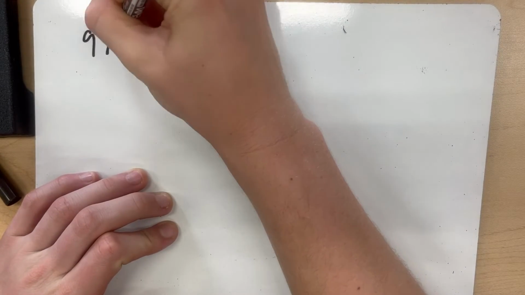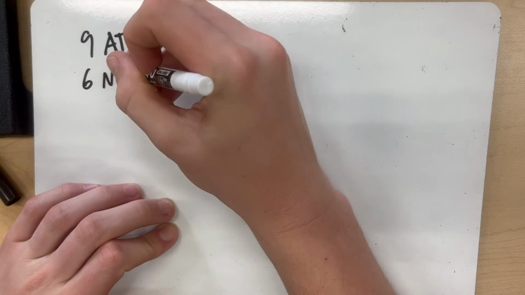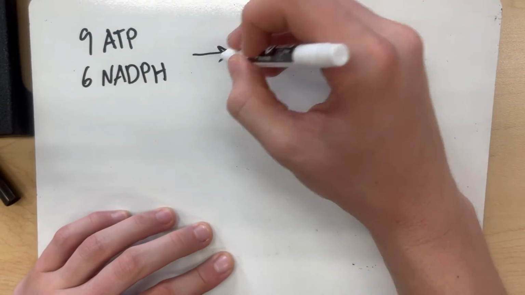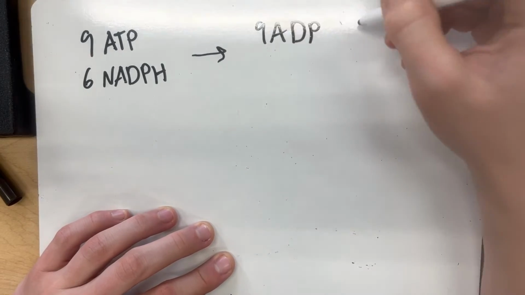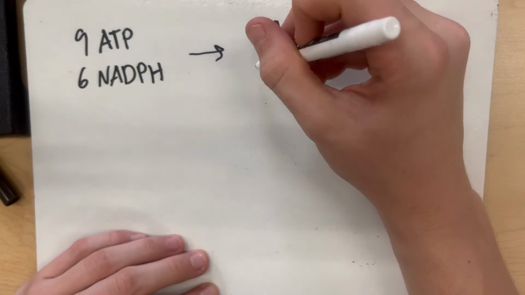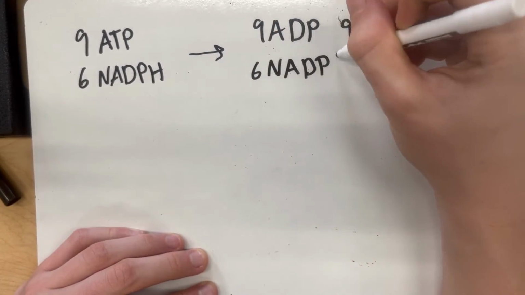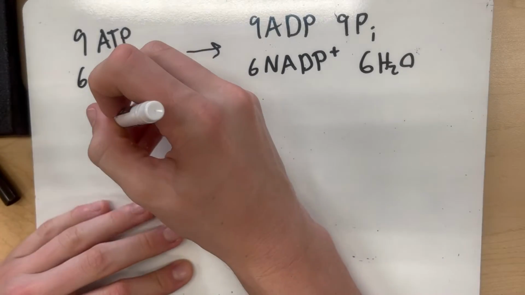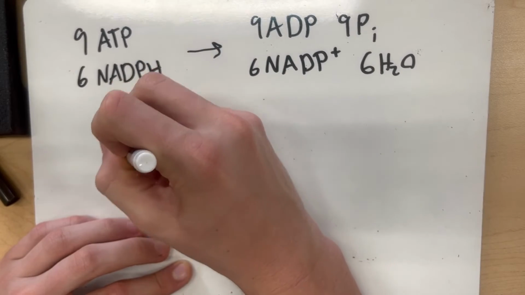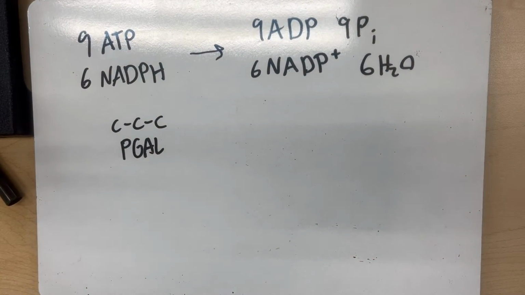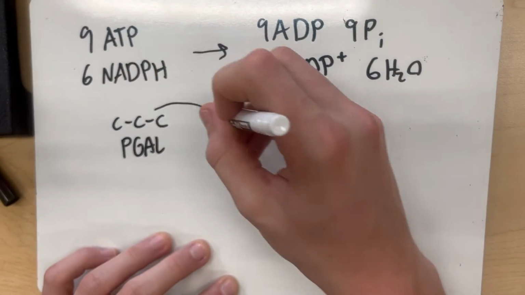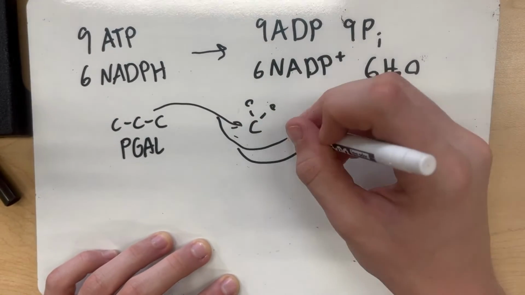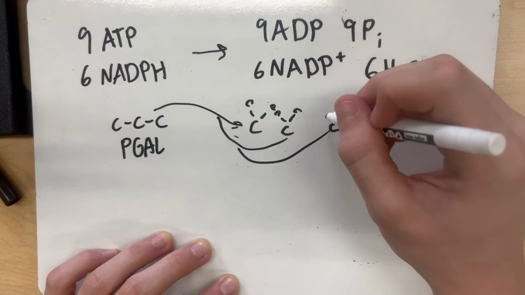Throughout the entire process of the Calvin cycle, 9 ATP and 6 NADPH are used and converted back into 9 ADP, 9 inorganic phosphate, 6 NADP+, and 6 H2O, all of which can then be used in the light reaction in order to repeat the initial steps of photosynthesis. There is also one 3-carbon pGal molecule that is released from this reaction every rotation due to the 3 CO2 molecules that are introduced to the cycle every time.